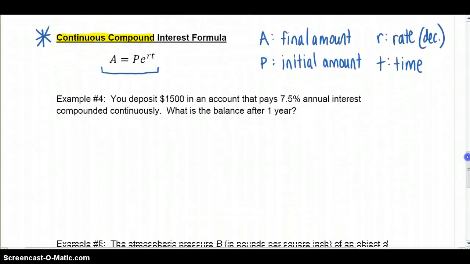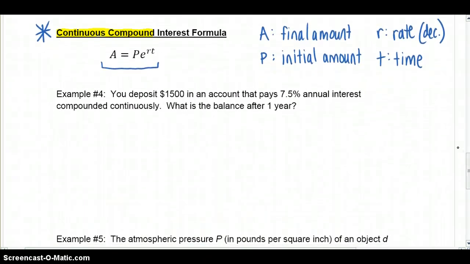Alright, so in this example 4, it says you deposit $1,500 in an account that pays 7.5% annual interest, compounded continuously. So there's that word that you should be aware of, continuously. That means you're going to use this formula up here. We like to call it the PERT formula, because it spells out PERT right here. I know, we're super creative. Anyway, so we've got this compounding continuously. We're asking what is the balance after 1 year.